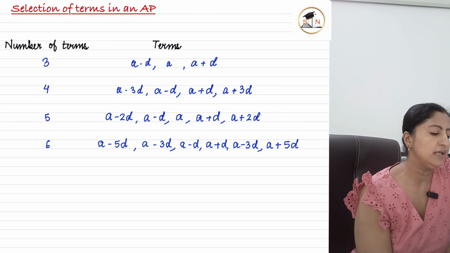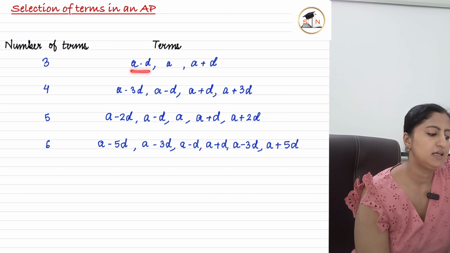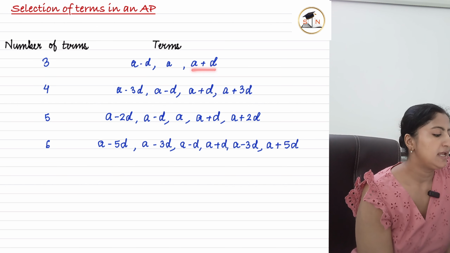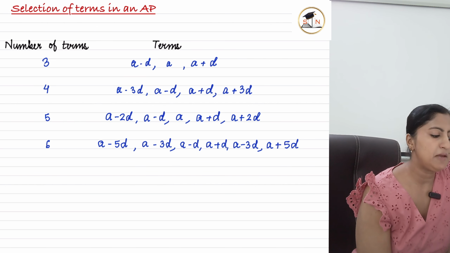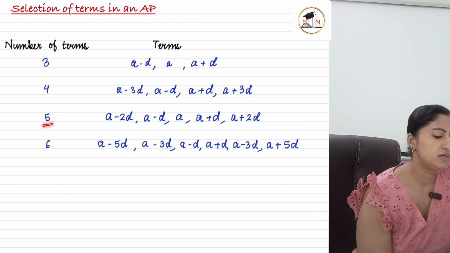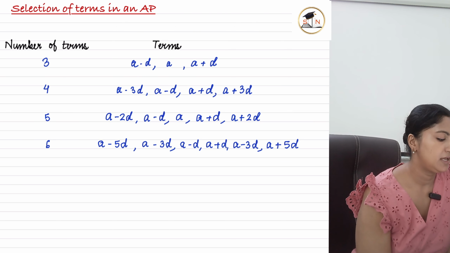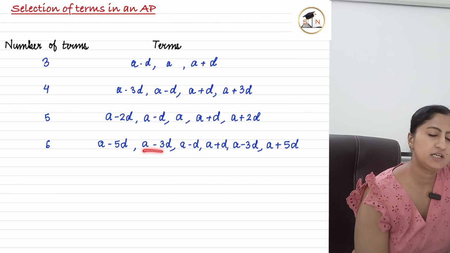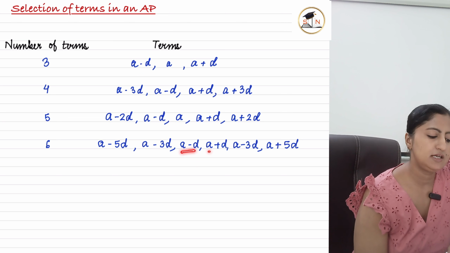Now, if somewhere you need three consecutive terms of an array, we should be selecting a minus d, a and a plus d. If we need four terms, we need a minus 3d, a minus d, a plus d and a plus 3d. If we need five terms, you can select a minus 2d, a minus d, a, a plus d and a plus 2d. If we want six terms, you can select a minus 5d, a minus 3d, a minus d, a plus d, a plus 3d and a plus 5d.